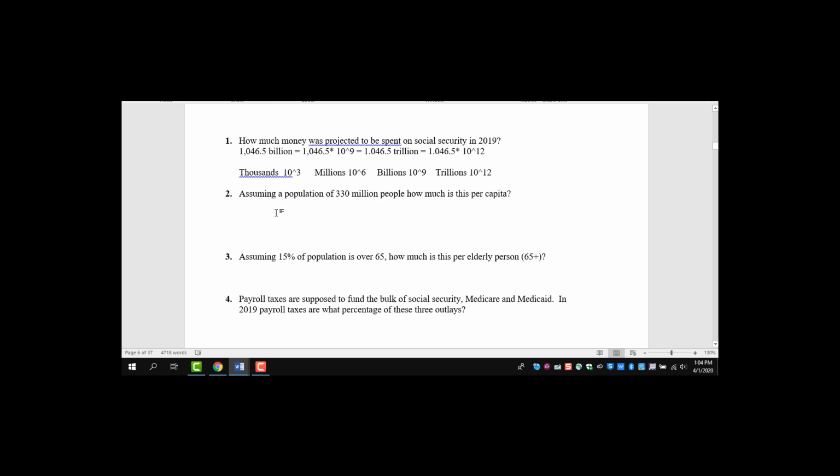I'm only going to do a few of these, but there's 330 million people in the United States. Assuming that many people, how much is this amount of money, which is right here, per person? Per capita means per person. So you want to pause this and think about that, and I'll write out the answer.